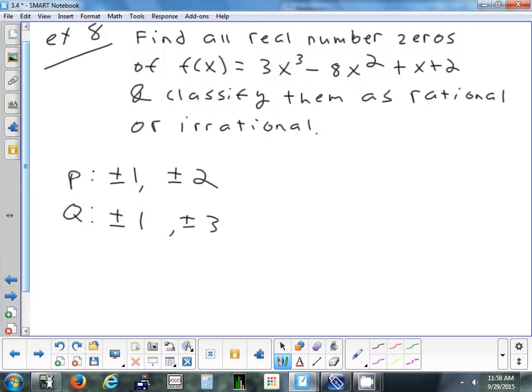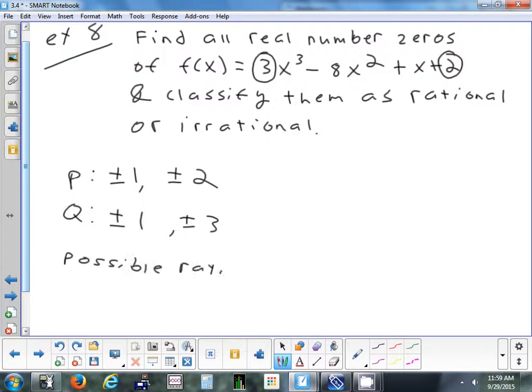Yeah, how do you get that? So p is all the factors of the constant, any number that divides into 2. Q is all the factors of the leading coefficient. And then we have to write every possible option for p over q.